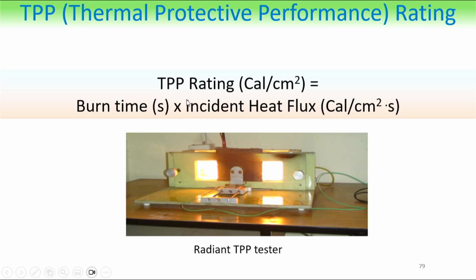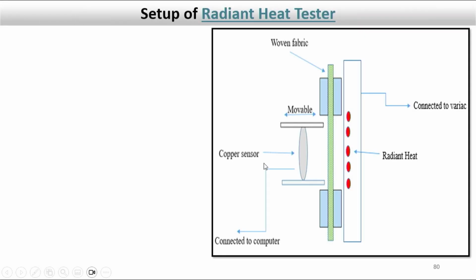where the TPP rating is calculated, calorie per square centimeter is calculated, burn time and incident heat flux. Okay. So, second degree burn time we have in seconds, and if we multiply it by incident heat flux, calorie per square centimeter second, then we will get the TPP rating in this instrument. And here the heat source is there, and the sensor is a copper calorimeter, and we get the TPP.